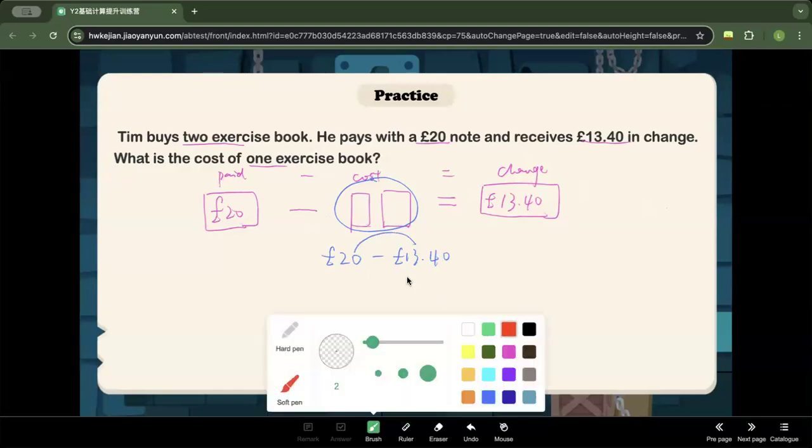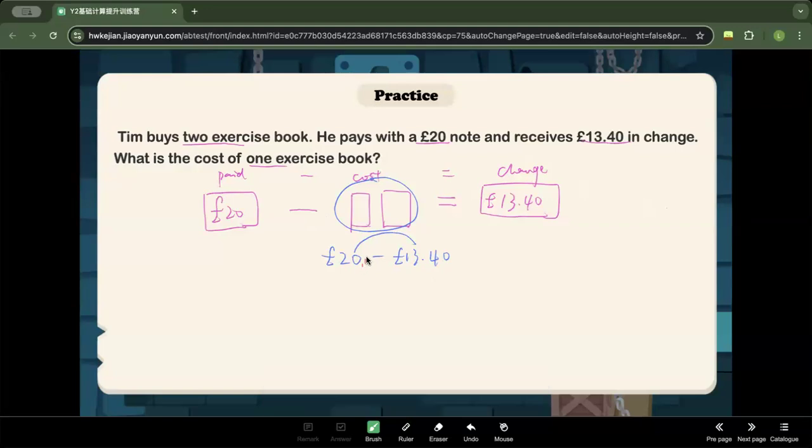But the special thing is, when we got the £20, we do not have the pence section. So we can add the zeros here, which means there is no pence for the £20. So what we can do, let's try to do pence take away pence. So we would get no pence take away 40. Of course, that's not enough.